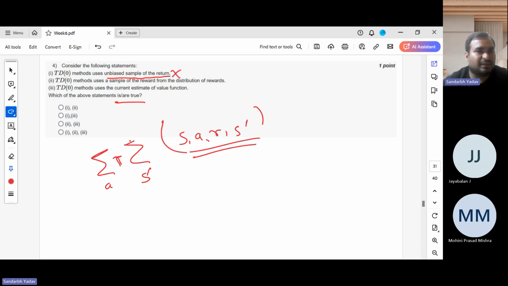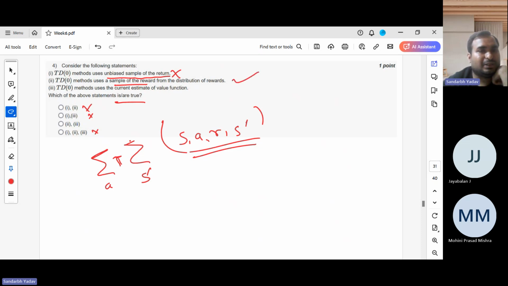TD0 methods use a sample of the reward from the distribution of rewards. Yeah, they use a sample of the reward, right? Since one is wrong, this is ruled out. This is also ruled out. Either way you can get the answer, but let's see the other options also.